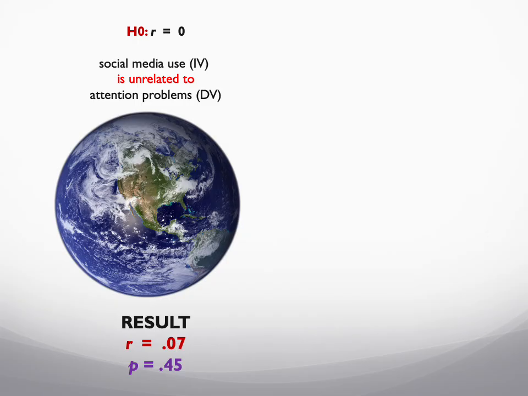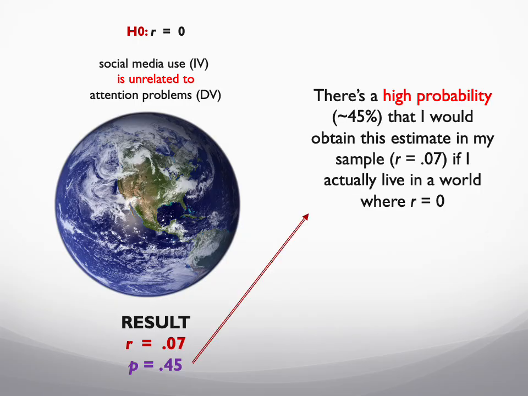Let's imagine I've run this test, I get my R value and my p-value. The first thing I want to do is look at that p-value and understand what it is telling me. In this case, I get a p-value of 0.45. What that means, in words, is that there's a high probability, about 45%, that I would obtain this estimate in my sample, R equals 0.07, if I actually live in the world of the null hypothesis, where R equals 0. So there's a really high probability, much greater than 0.05, that I would obtain this estimate in my sample if I live in the world of the null hypothesis.